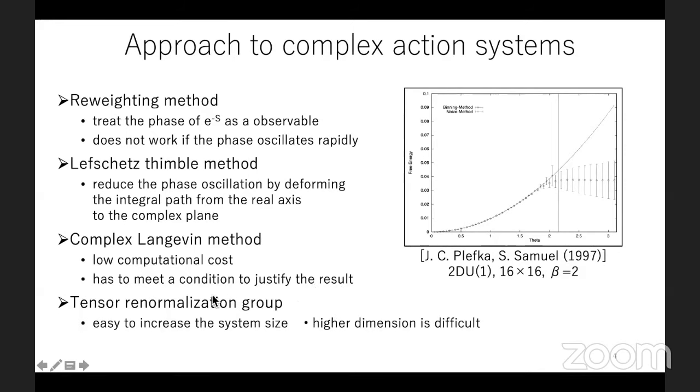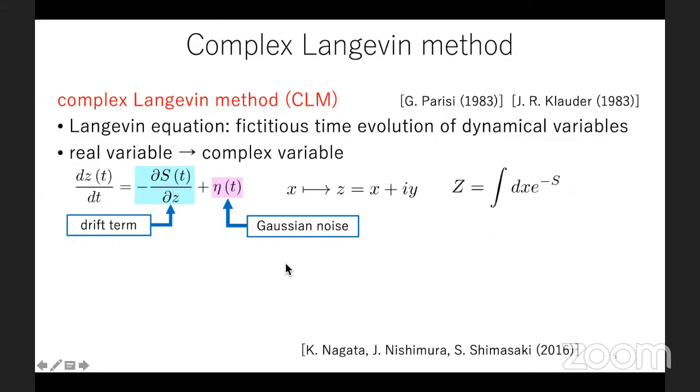And recently, there is another technique, the so-called tensor renormalization group. It is easy to increase the system size in this method. However, it is difficult to go to higher dimensions in this method. So in my research, I use the complex Langevin method. Okay, so I will explain the complex Langevin method.